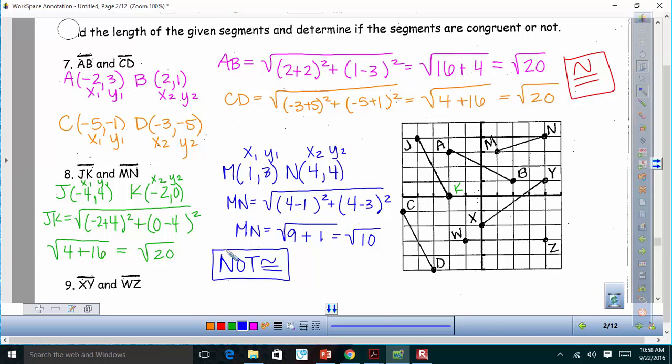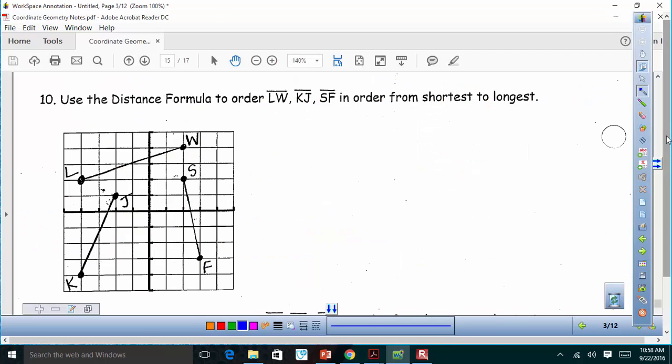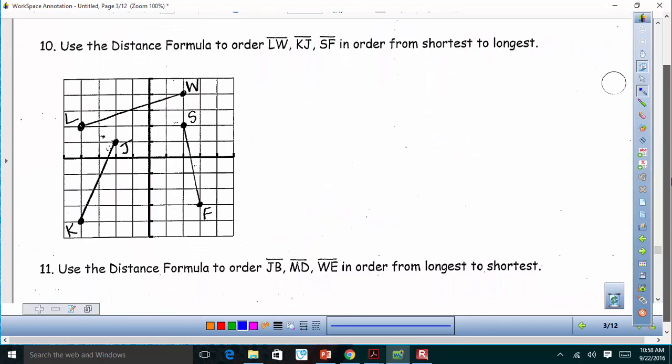Next one I want to look at is number 10, which is on the back. So number 10, we just want to find the lengths of the shortest to longest. So again, we aren't going to have to reduce these all the way down to do that. So let's start with LW.